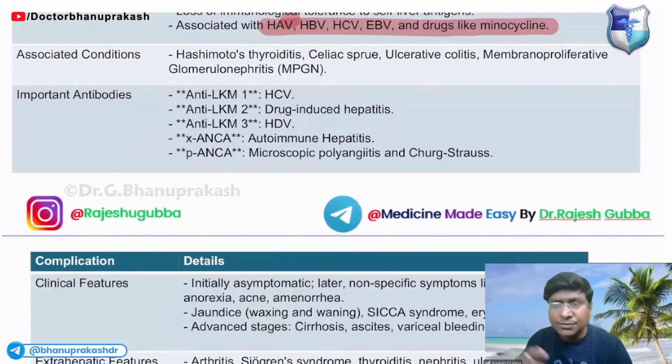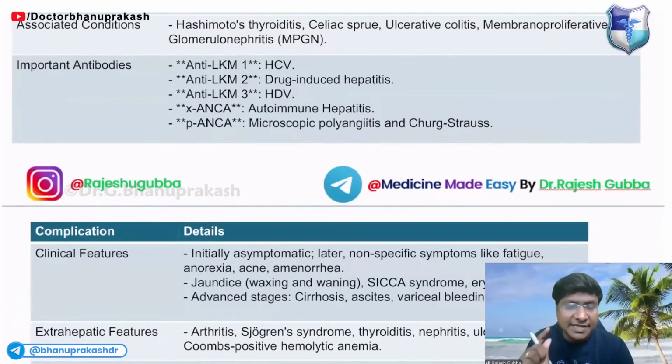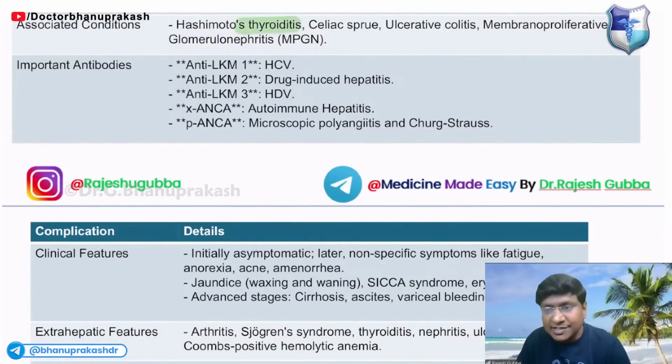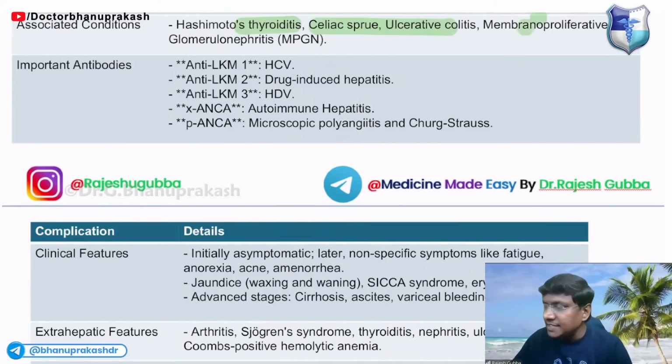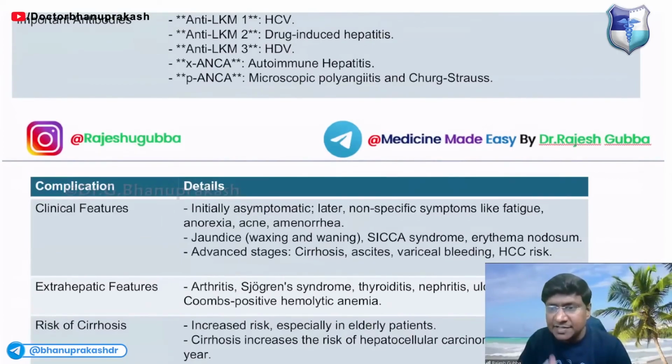I have just told you about the types of autoimmune hepatitis 1, 2, 3, and depending upon that you have the various etiologies. And always remember, autoimmune hepatitis is associated with other autoimmune conditions. What are they? Hypothyroidism, Hashimoto's thyroiditis, malabsorption syndromes like celiac sprue and ulcerative colitis, and renal pathology, that is membranoproliferative glomerulonephritis. Right? And regarding anti-LKM1, 2, 3, I have already discussed.